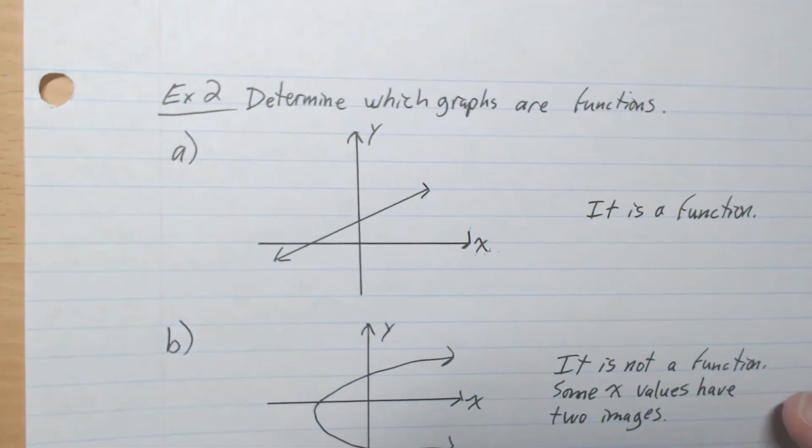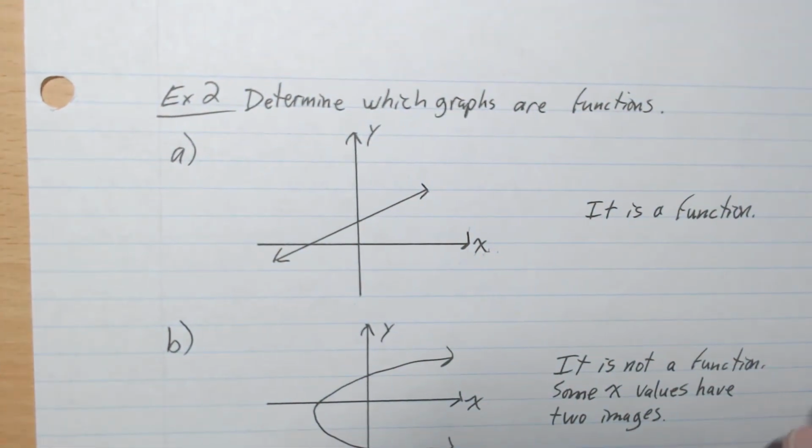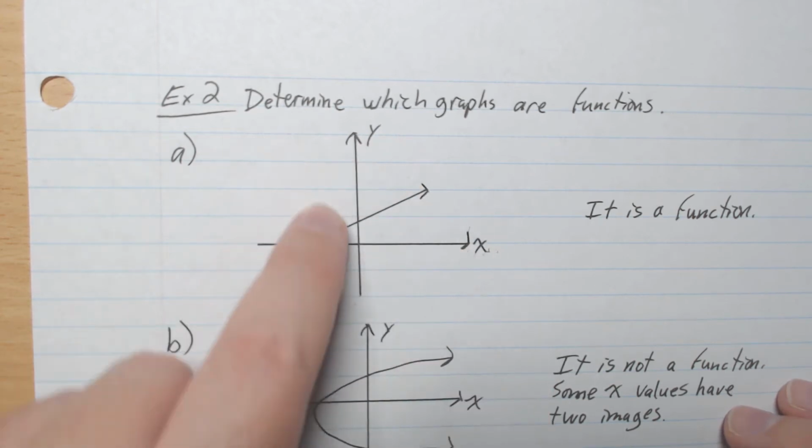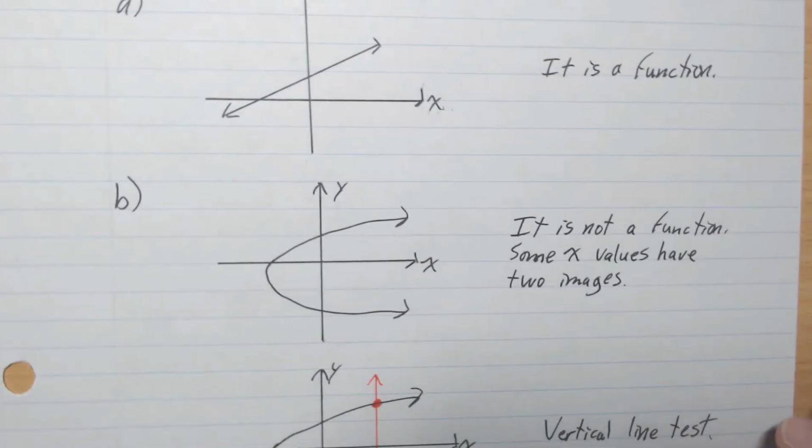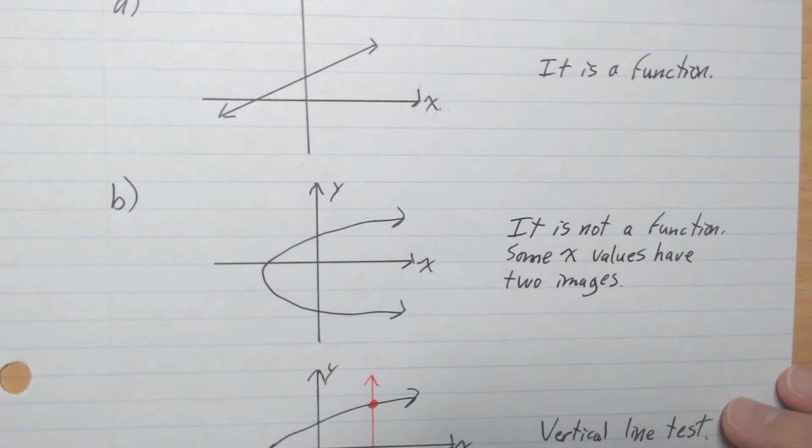Okay, example number 2. Determine which graphs are functions. So here we have a function, right? The X values are only going to one Y value. B, this is not a function, right?